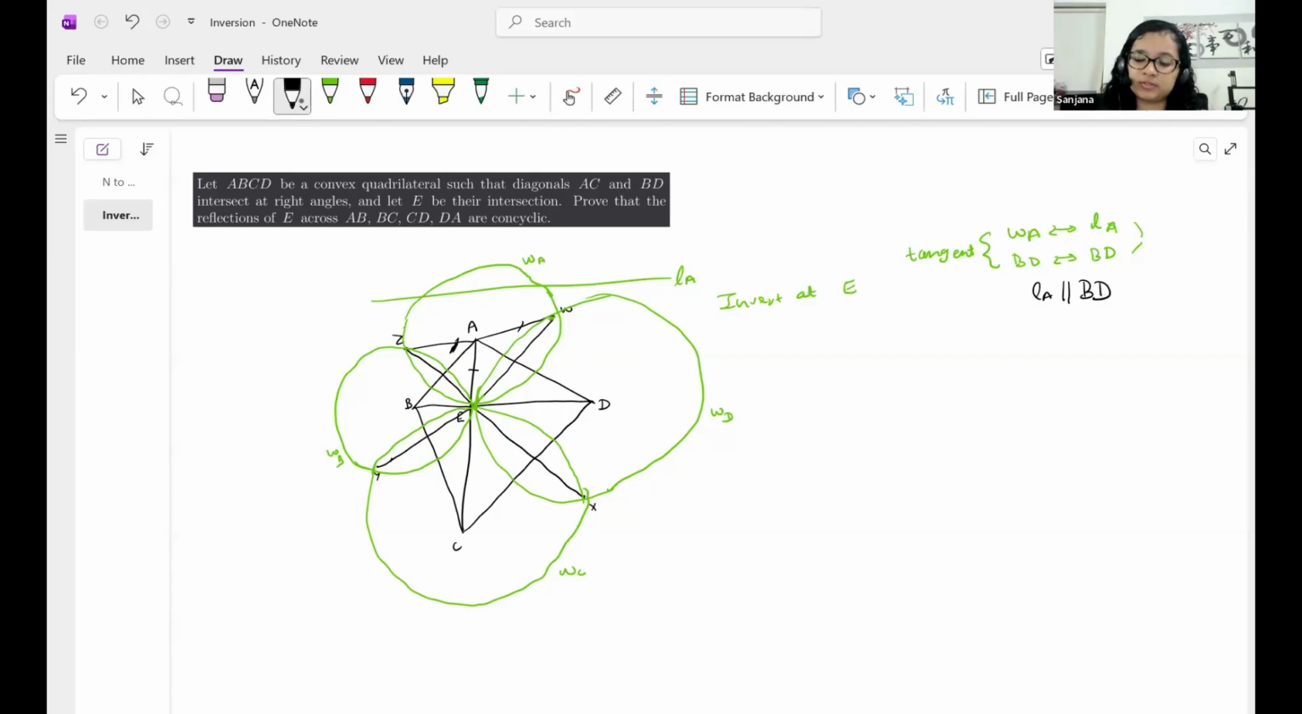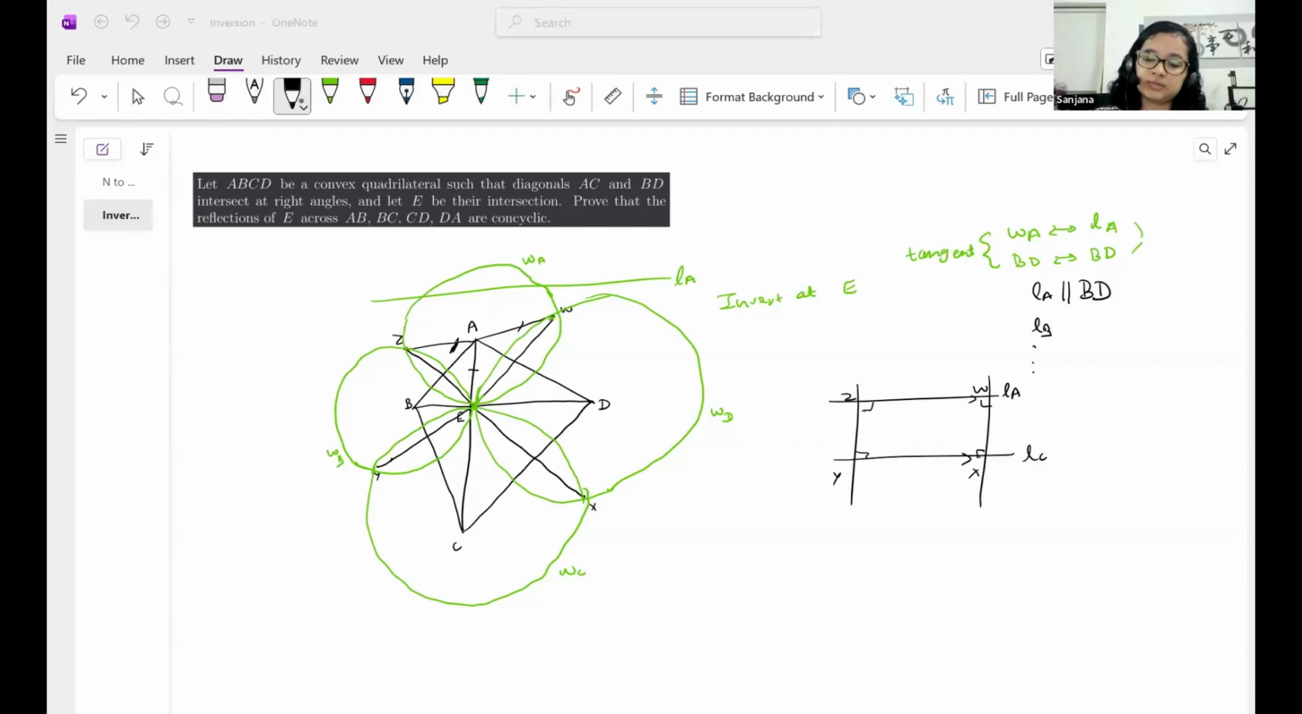And from here, can we finish? We will get a rectangle, right? Yes, exactly. So we have all the parallel lines. This means that LA and LC are parallel because they're both parallel to BD. And the other two would be perpendicular to them because AC and BD are perpendicular. So W, X, Y, and Z go to a rectangle. The rectangle is obviously cyclic, right? So when you invert back, it must invert to a circle.